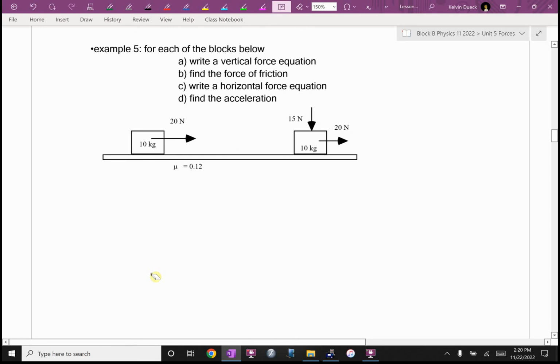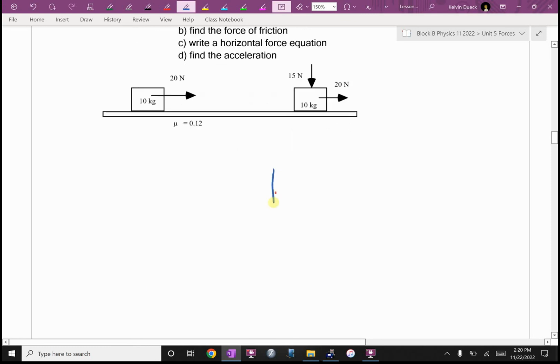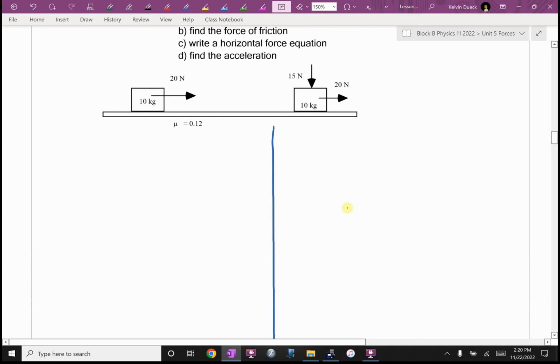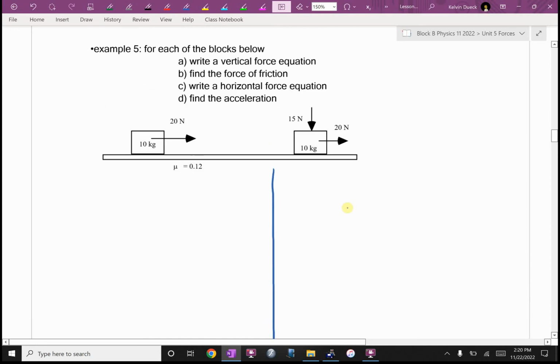Example 5. We're going to do these ones both simultaneously. So just draw a line down the middle of the page, kind of like that. It looks like in both of these, we have the same coefficient of friction, 0.12, and the same applied force, 20, but in the right-hand one, we're pushing down a little bit, which is going to change the normal force. Okay.